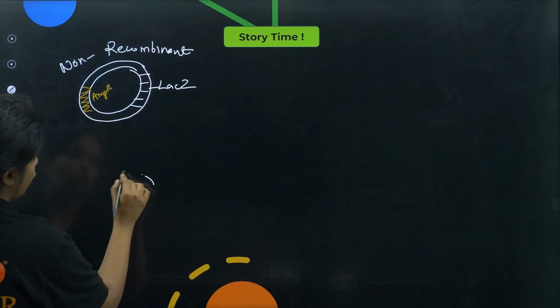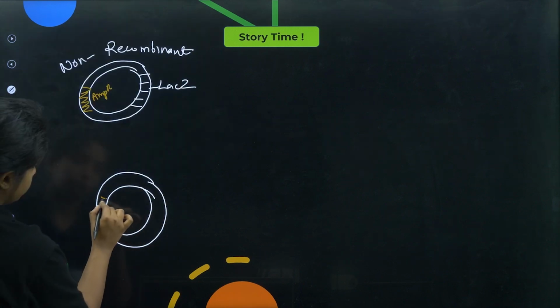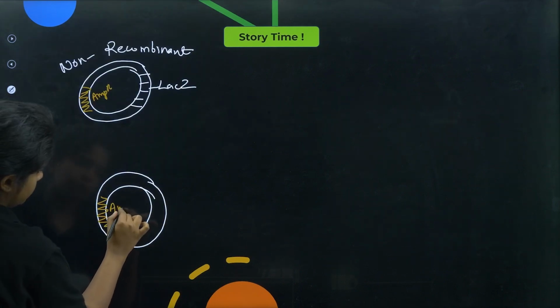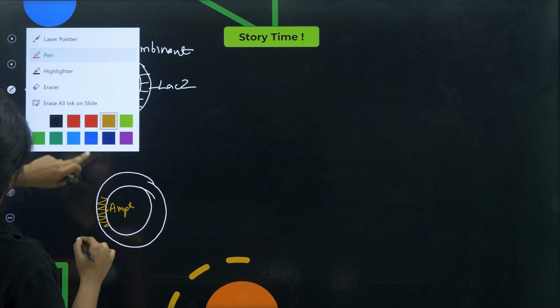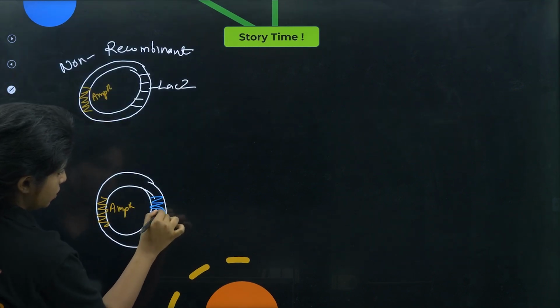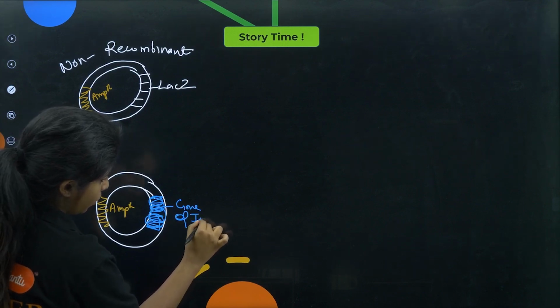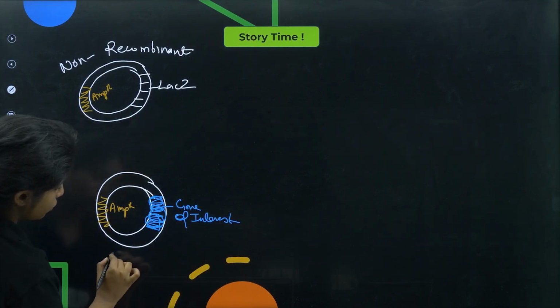Now there is one more, that is recombinant. So in them, what will happen, children? I have the ampicillin resistant gene over here, and then I have my gene of interest. So this becomes what? This becomes recombinant.